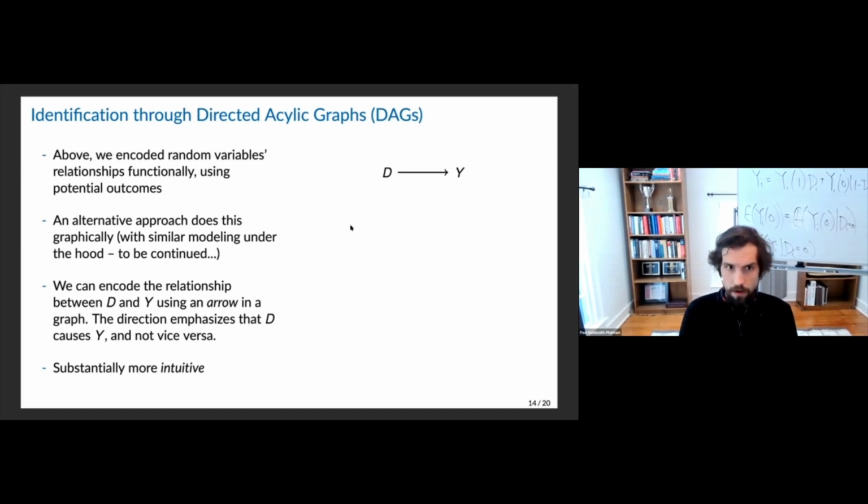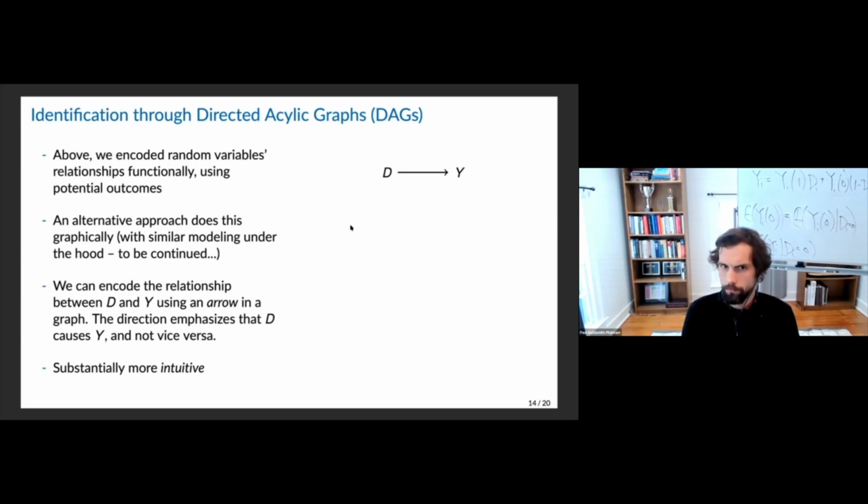What we did above was encode random variables' relationships through functions. More or less, we were defining them through potential outcomes and defining statistical relationships between the two. There is an alternative approach, the DAG approach, which does this graphically. It has some similar modeling under the hood, in the sense that the relationship between these variables can be written with functional forms.